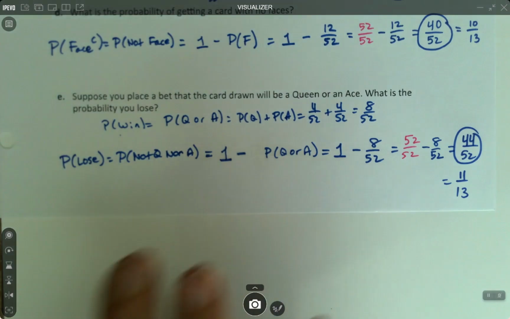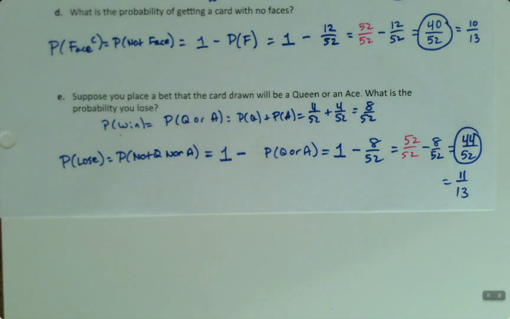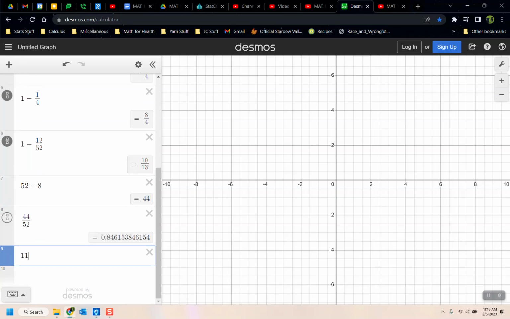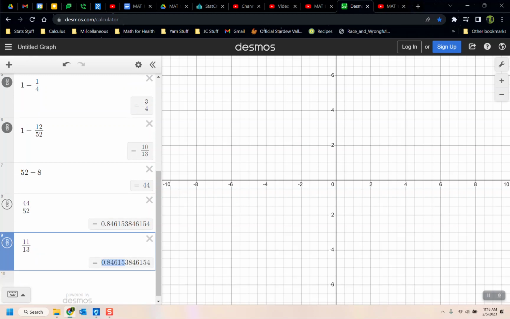I usually don't ask for reduced fractions, but just so you're aware, that's what Desmos gives you. So you might have to manipulate it a little bit to make sure it's the same answer that you're writing. You can always check the decimals with each other, right? So if you think it's 44 out of 52, you get 0.846. And then, if Desmos gives you 11 out of 13, you can see, oh, it's the same thing.